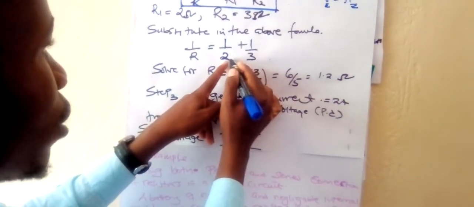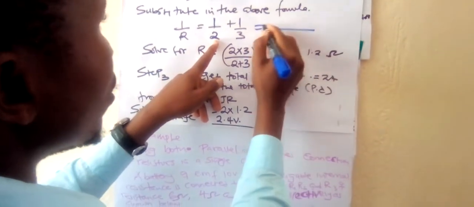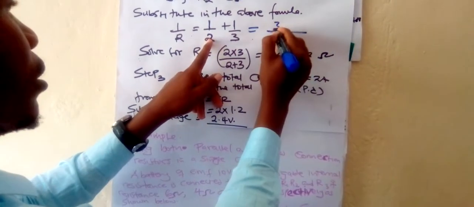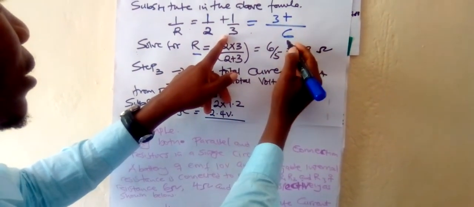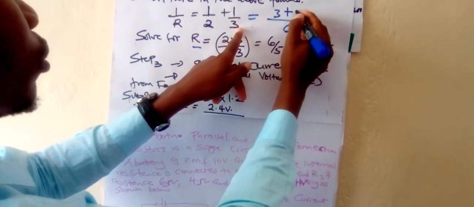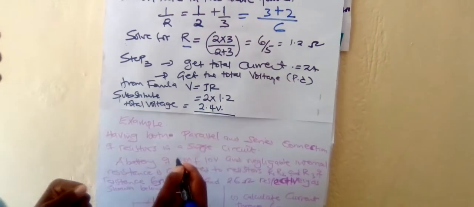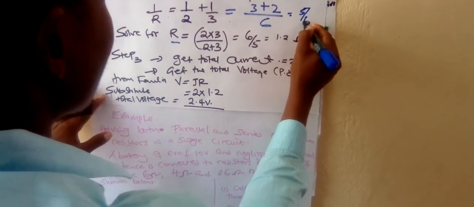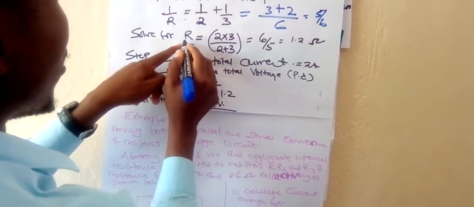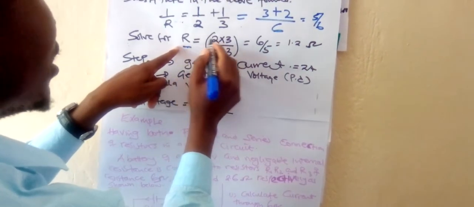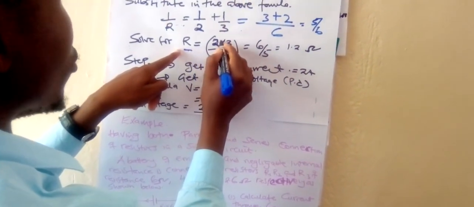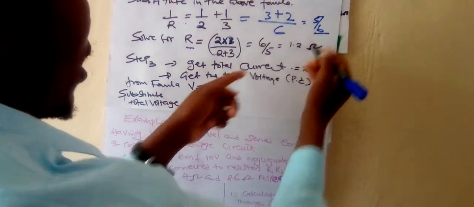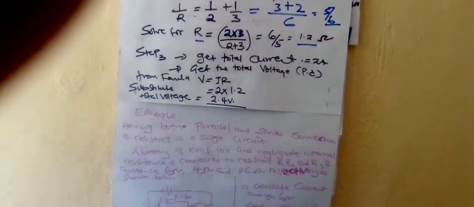In simple terms, what you can do here, you get the LCM here, which is 6. When you get the LCM, which is 6, 6 divided by 2 gets 3, plus 6 divided by 3 gets 2. Now, this one gives you 5 over 6. Then you get 1 over R. Now, when you make R the subject of the formula, you will get R is equal to 2 times 3 over 2 plus 2. It is the reciprocal of this one, and you get 1.2 ohms.